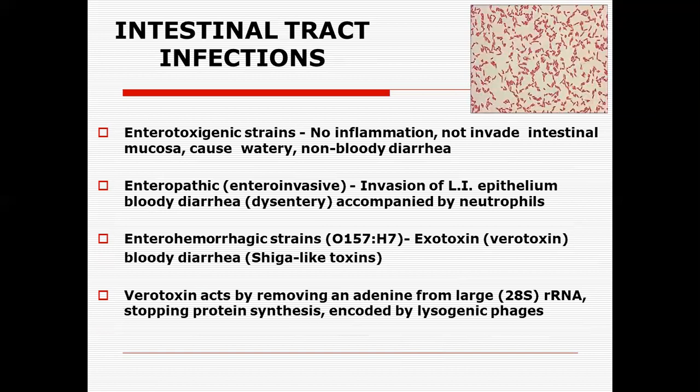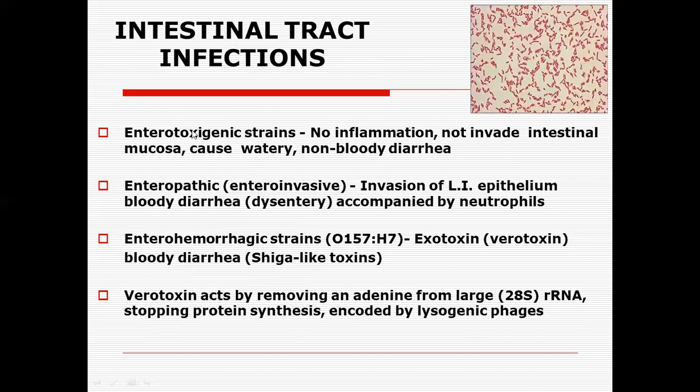Now, the various strains of Escherichia coli: we have enterotoxigenic strains, we have enteropathogenic or enteroinvasive strains, and we have enterohemorrhagic strains. So please keep in mind that Escherichia coli is one organism, and we have different strains of it. Some strains are known as enterotoxigenic, others as enteroinvasive or enteropathogenic, and some others as enterohemorrhagic strains.